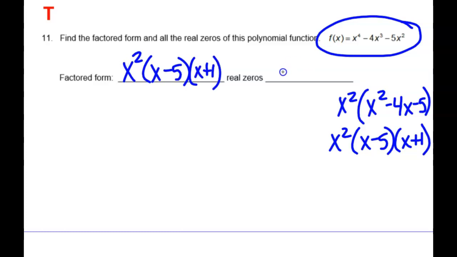So the real zeros are 0, multiplicity 2, which it didn't ask you to state. You can just say 0, I don't care. And then 5 and negative 1, which are both multiplicity 1. Everybody good?